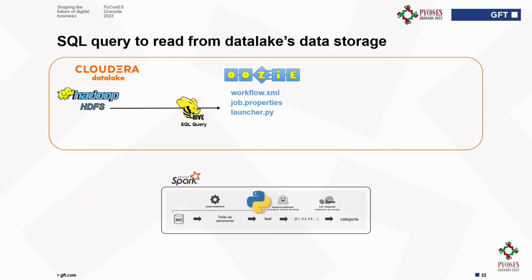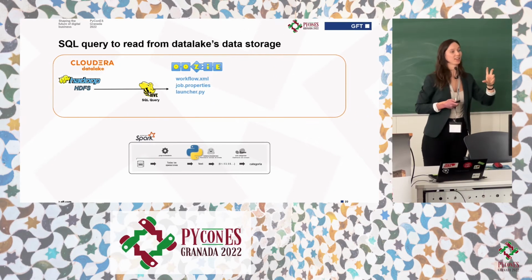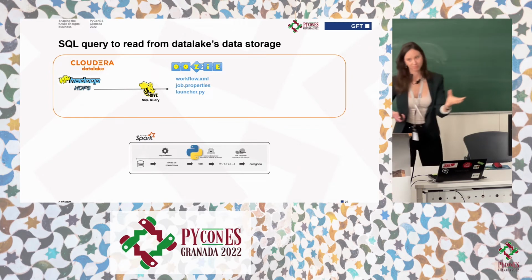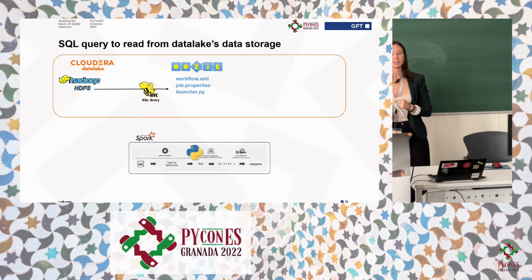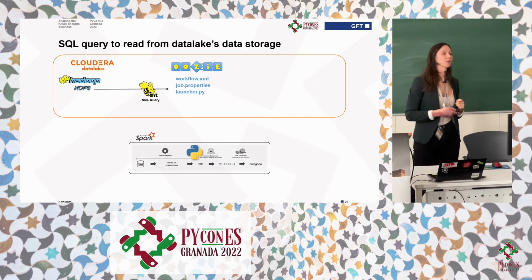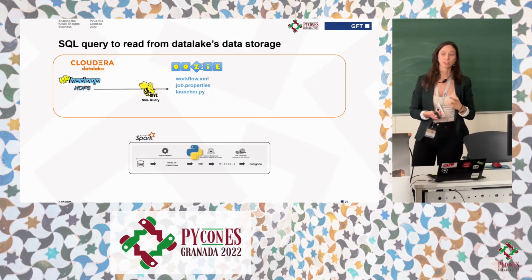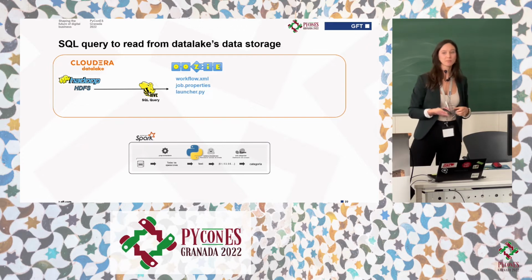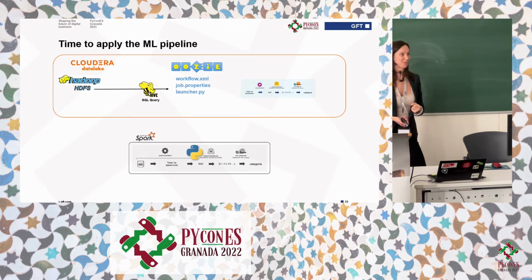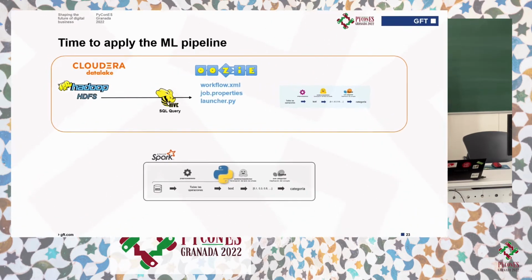As we saw again in the previous slide, now we have to import the data from an HDFS, highly distributed file system, using an SQL query. So now we have the data available for categorization, and what was the next step? Inference pipeline. But how do we read the inference pipeline once we're inside the launcher.py?